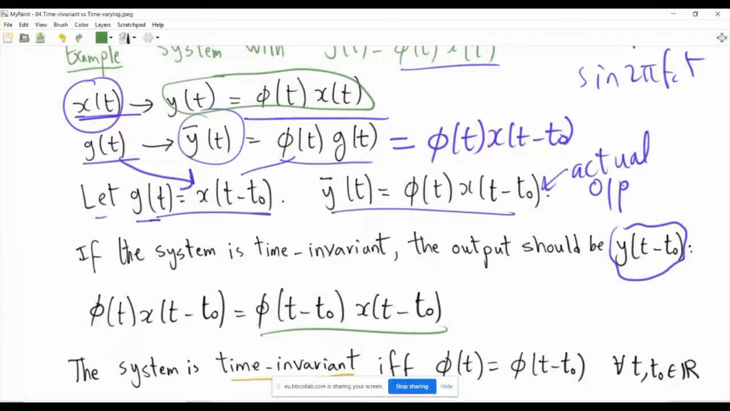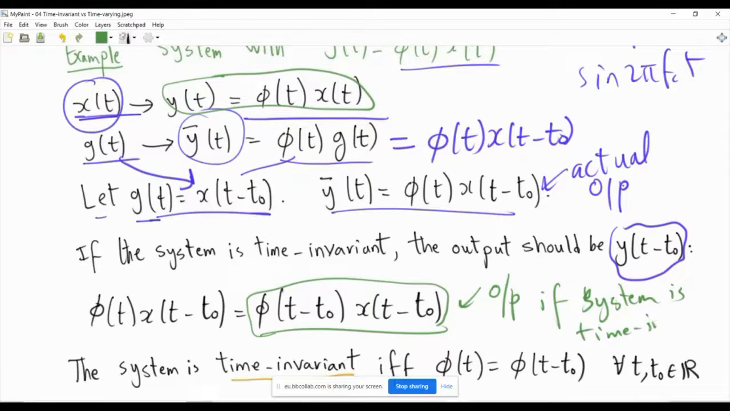So for our system to be invariant, what is this thing? This is not the actual output. This is the output if the system is time invariant. If it is time invariant, this is what you expect to get. This is the actual output. If they are the same, then our system is time invariant. Otherwise, the system is time varying.